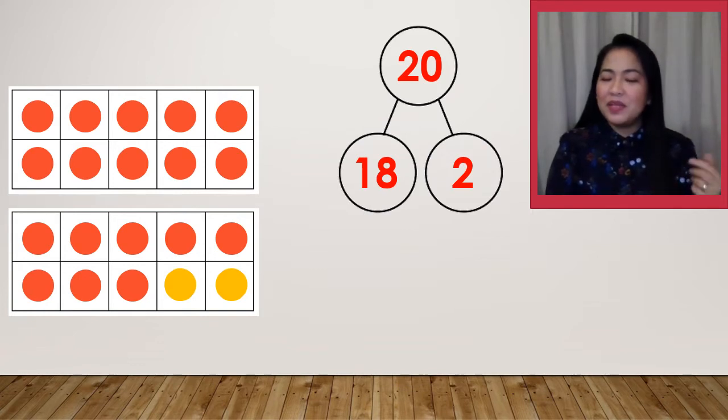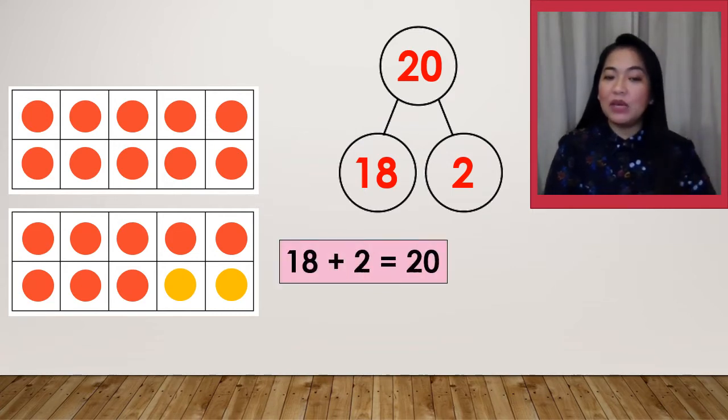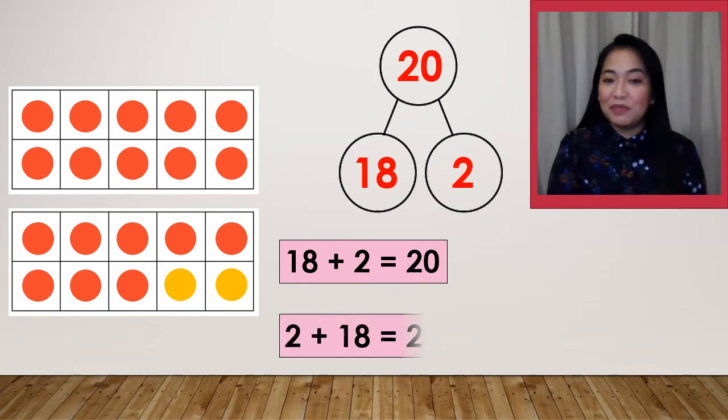Now, what do we do next with this part-whole model? Yes, we now write the number sentences. So, based on this part-whole model, what addition sentences do you see? Well done! 18 plus 2 equals 20. And if we know 18 plus 2 equals 20, what else do we know? Very good. 2 plus 18 equals 20.